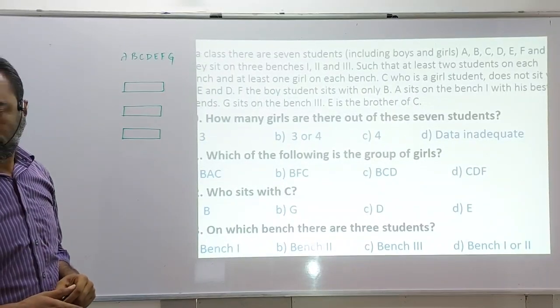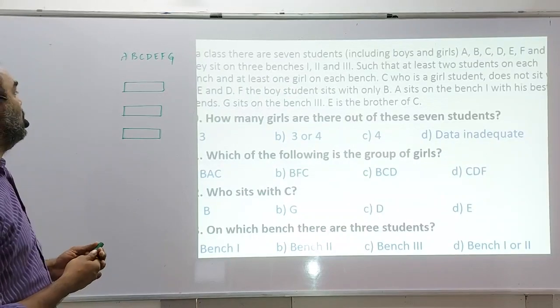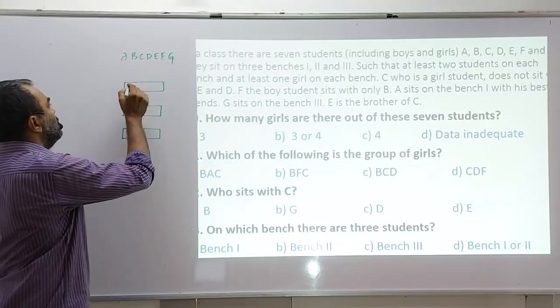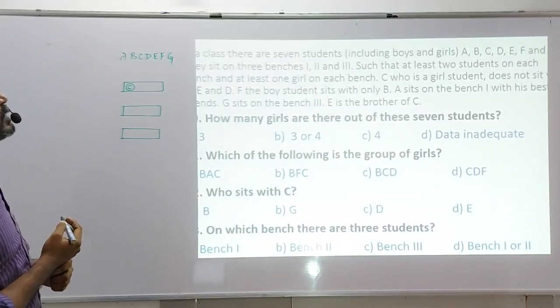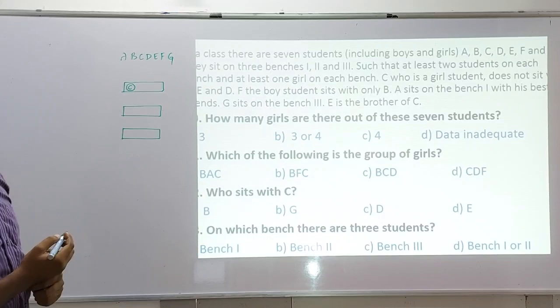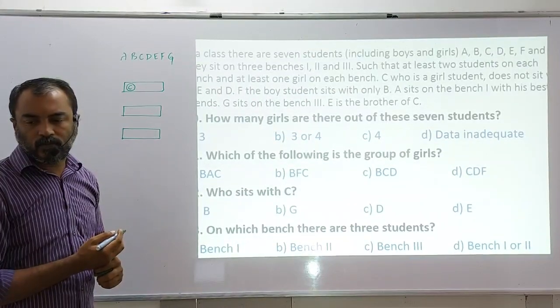C, who is a girl student, does not sit with A, E, and D. So suppose I put here C, who is the girl student. She is not sitting with A, E, and D. Now it is not mentioned whether A, E, and D are girls or boys.